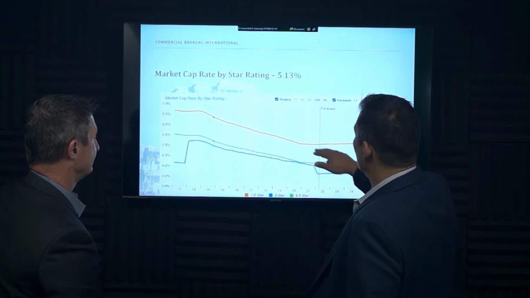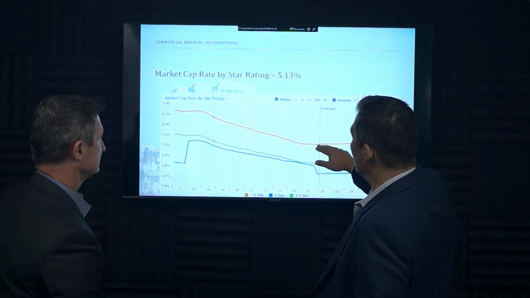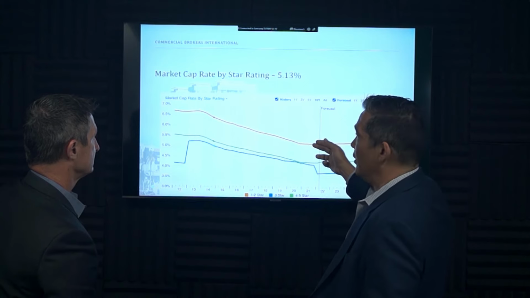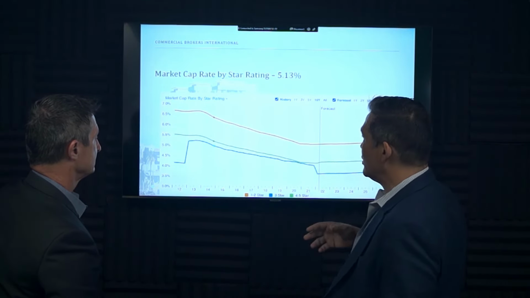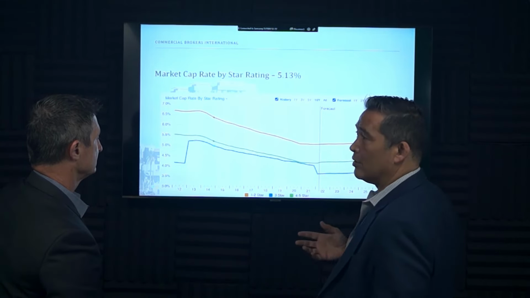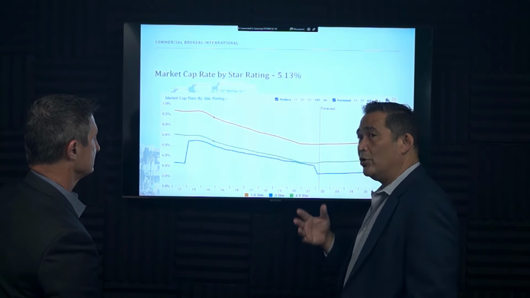Okay. So this is where we're at, and looking at this, it's actually a 5.13 cap rate is where we came across and found out where it falls. So that gives us a little bit of indication of what we can expect when we're looking to sell the property when we do the analysis.